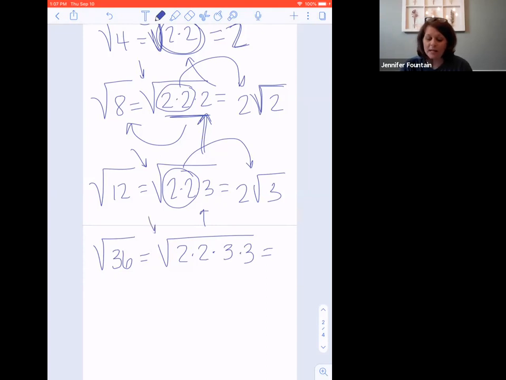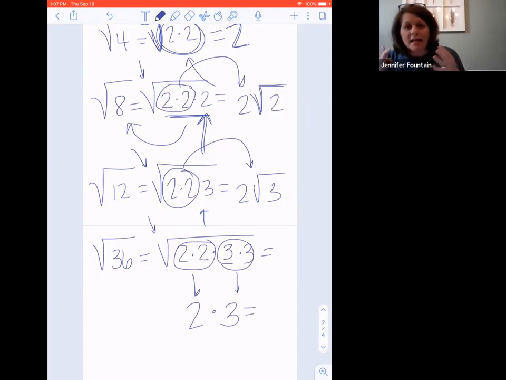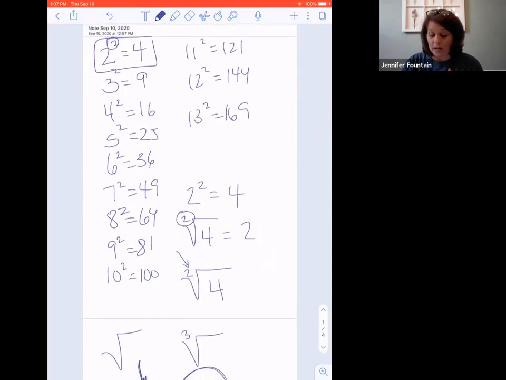Now, how many buddies do I need to have of each number? 2. I have 2 2s, so they get to go outside. I have 2 3s, so they also get to go outside. When they go outside, my 2s come out as a 2, my 3s come out as a 3. If I have 2 numbers that come outside, then I have to multiply them together, so 2 times 3 is 6. If we look back at our perfect squares, 6 squared is 36, so the square root of 36 equals 6.